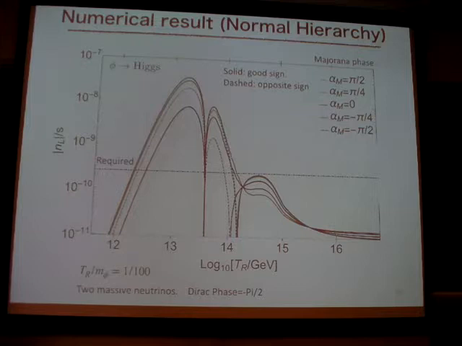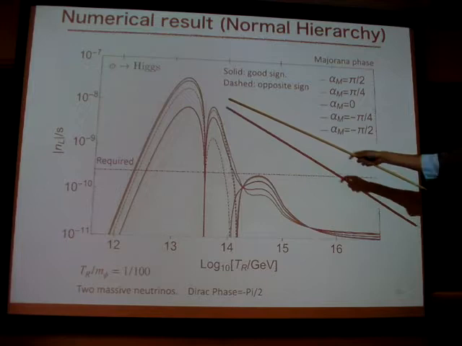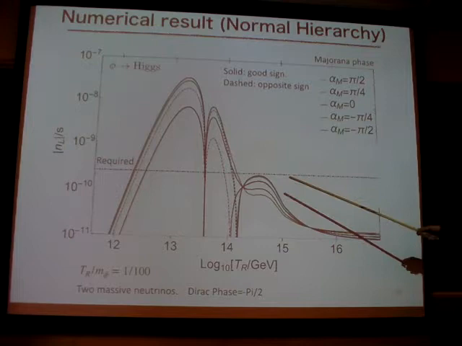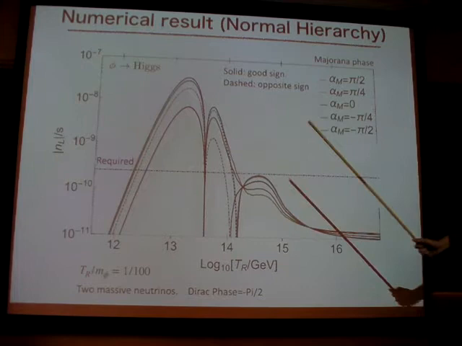What is changing between the dashed lines and the solid lines in your model? The Majorana phase changes. So, you mean this phase changes. Okay, so some of them you get solid lines, some of them you get dashed. Yeah, it's a little confusing. Which one gives you a dashed line? You should dash the lines that are dashed.